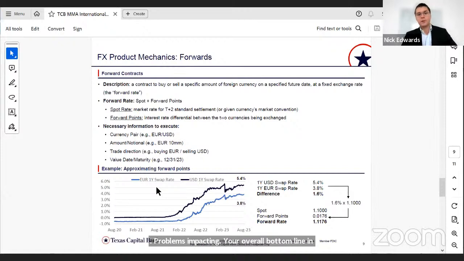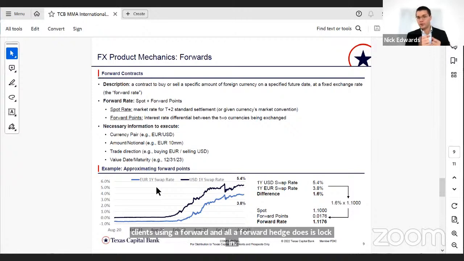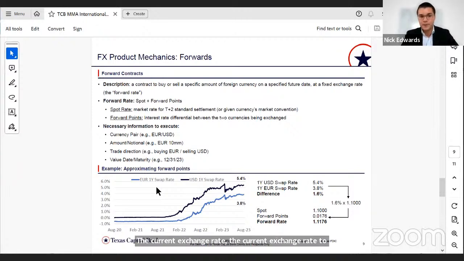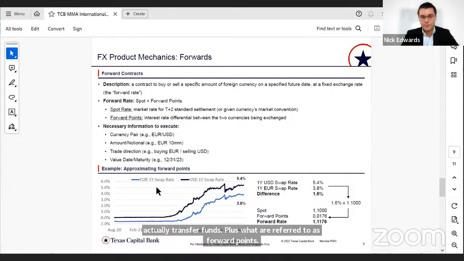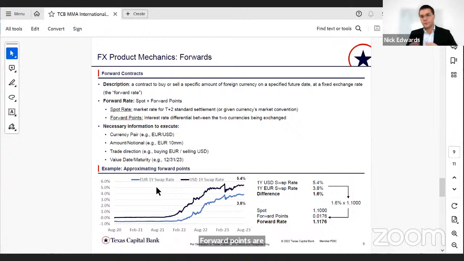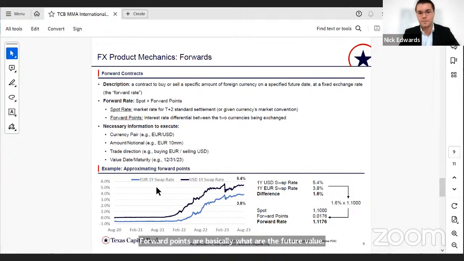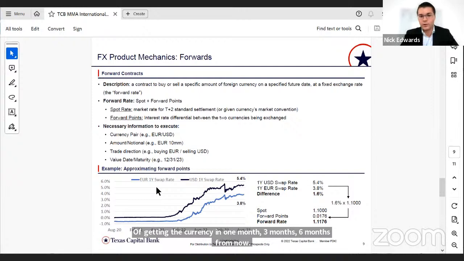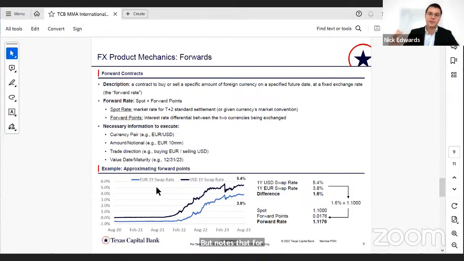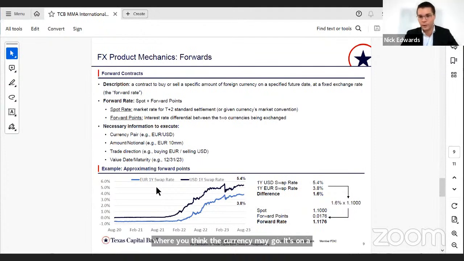So finally, I want to talk about what products there are and how they work. So number one, typically we see clients using a forward, and all a forward hedge does is lock in the current exchange rate to actually transfer funds, plus what are referred to as forward points. Forward points are basically the future value of getting the currency in 1 month, 3 months, 6 months from now. But note that the forward has nothing to do with where you think the currency may go. It's not a prediction, it's not a forecast.